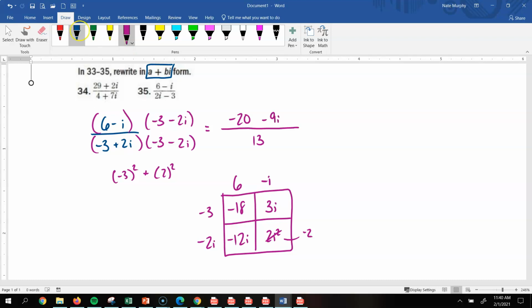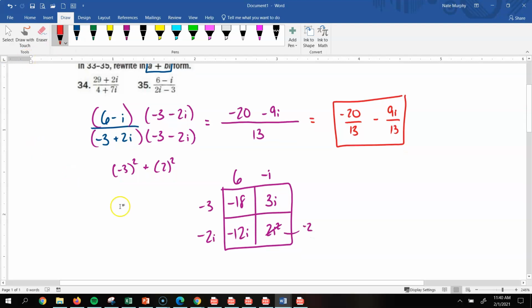Now, they do say to write this in a plus bi form. It's not as nice, though, as our previous example, if you saw the video for 34. When this breaks apart, we have negative 20 over 13. We could just say minus 9i over 13. That's in a plus bi form, and neither one of those can be reduced. So that would be your final answer for number 35.